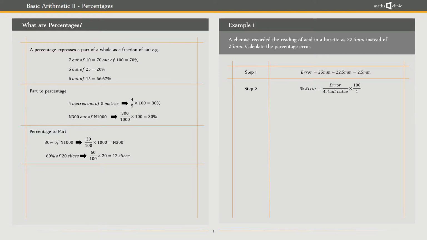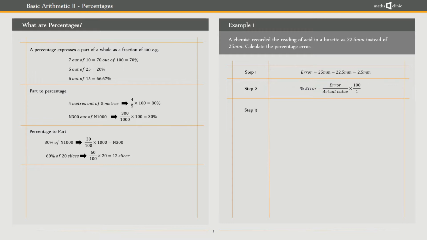Now the percentage error is the fraction of the error. Basically, it's just expressing the error as part of the actual value. Okay, that's a fraction involving the error and the actual value. Very important that you note that it's the actual value used, in this case the correct value. All right, so you have error divided by the actual value multiplied by 100 over 1.